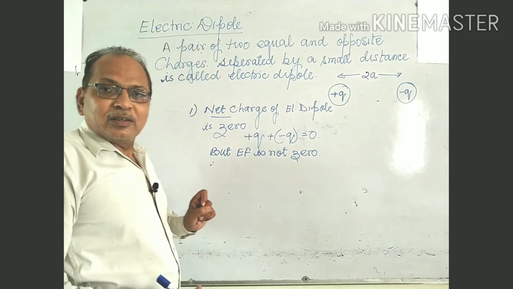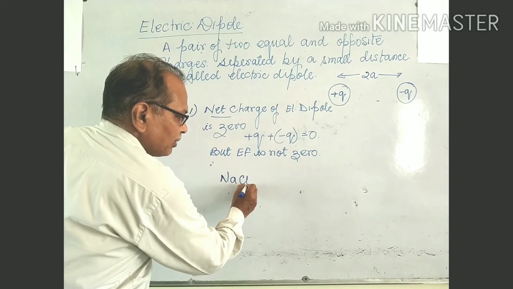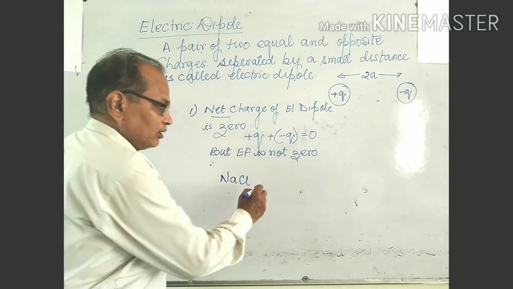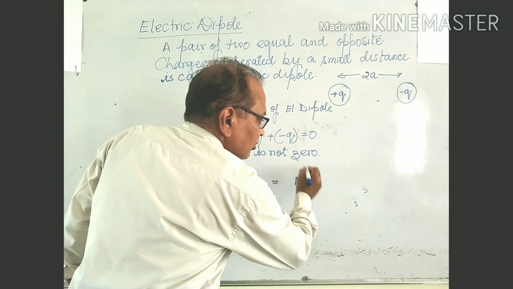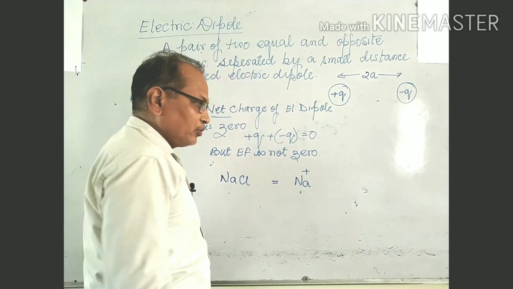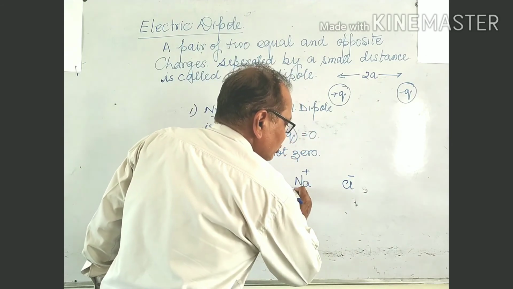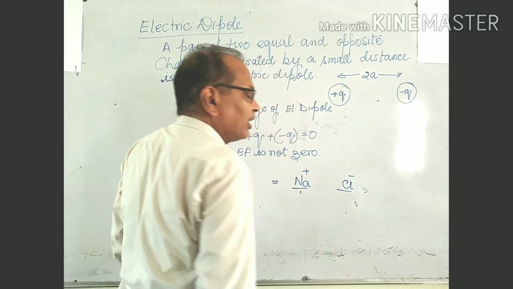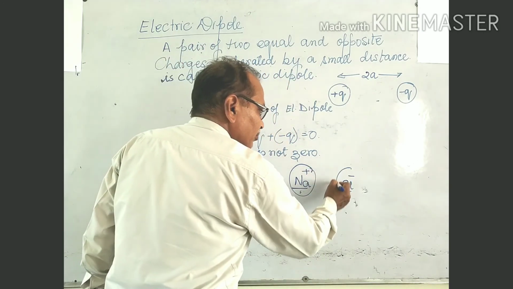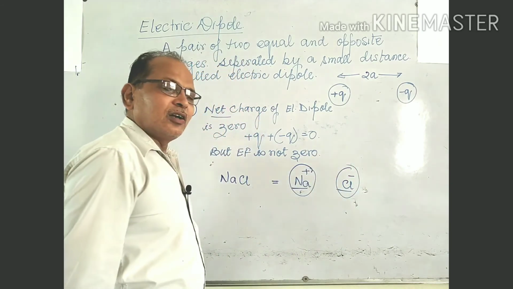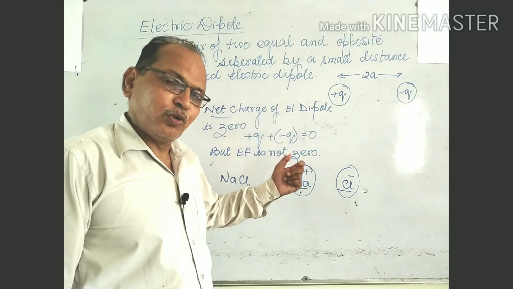For example, NaCl, sodium chloride, is the best example. It has one positive charge and one negative charge. That is, the two ions are separated by a certain distance. The charges on both ions are equal and opposite. The magnitude is equal but the polarity is different.